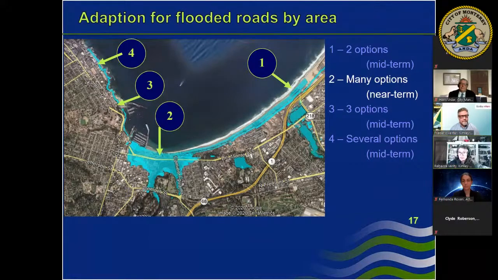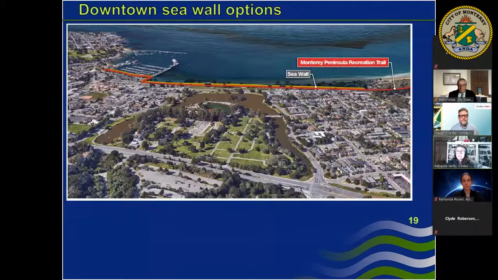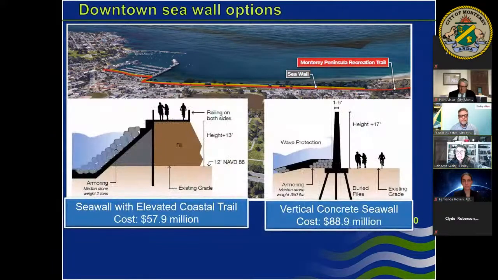And we have several options for each of the areas, but specifically area number 2, downtown, if we advance forward, we have two buckets of solutions. On the left, various options for flood barriers meant to keep the seas out. And on the right, the option of allowing the sea in a controlled manner and adapting a new transportation network so we can keep people moving around. So let's talk about the first. We costed out two different types of seawalls that would run along the existing Monterey Recreational Trail for a little less than a mile. So click, please.